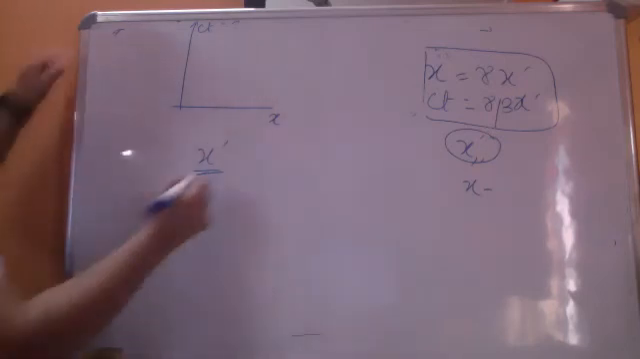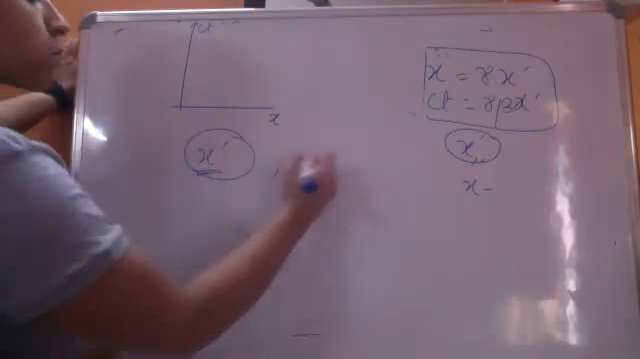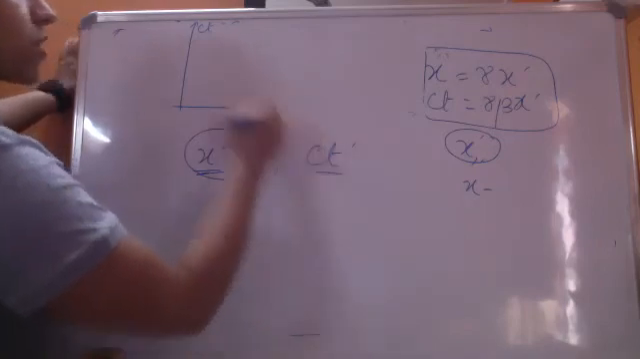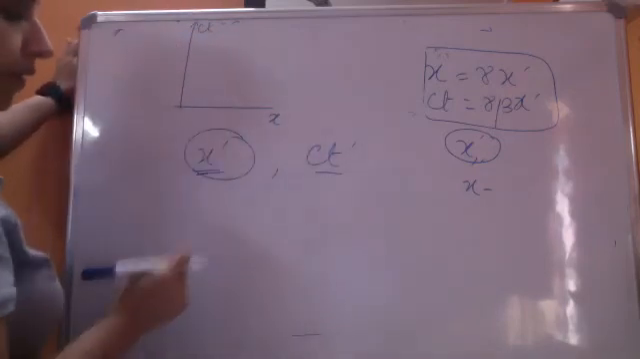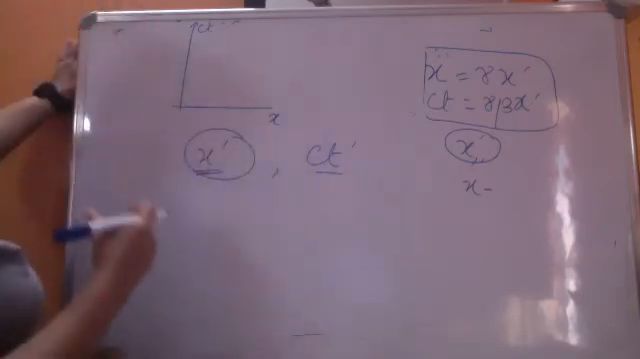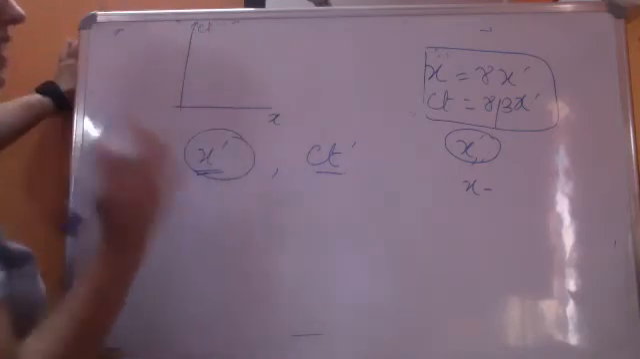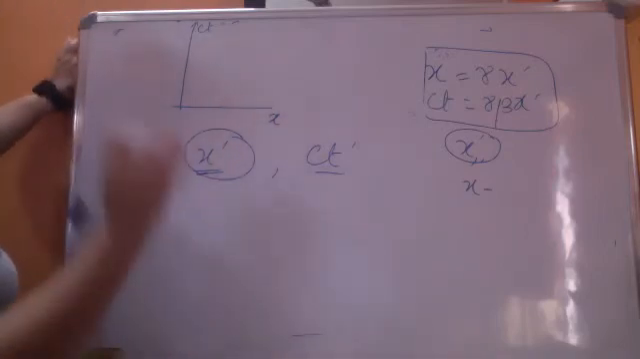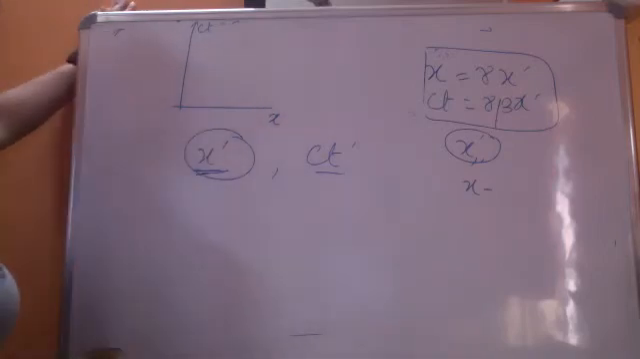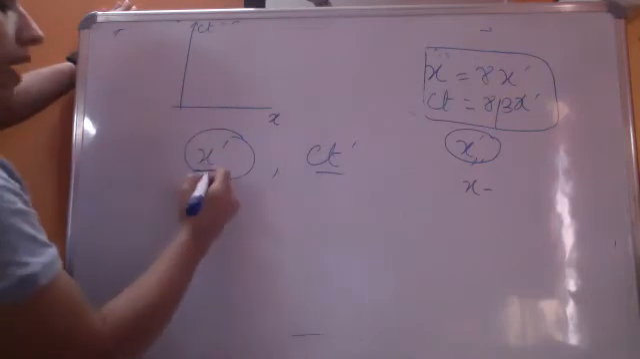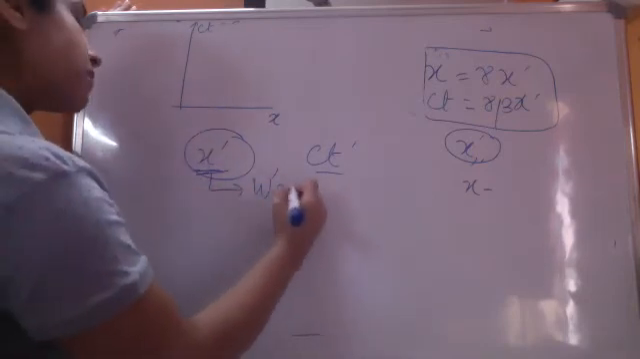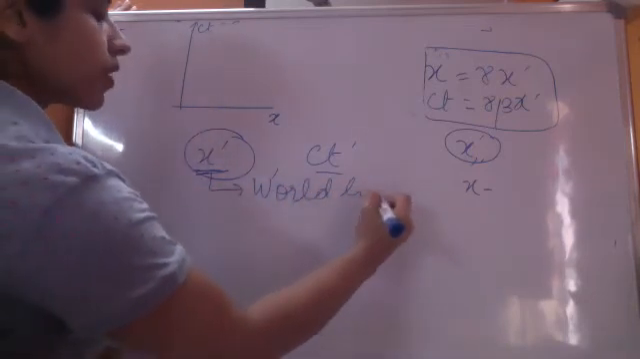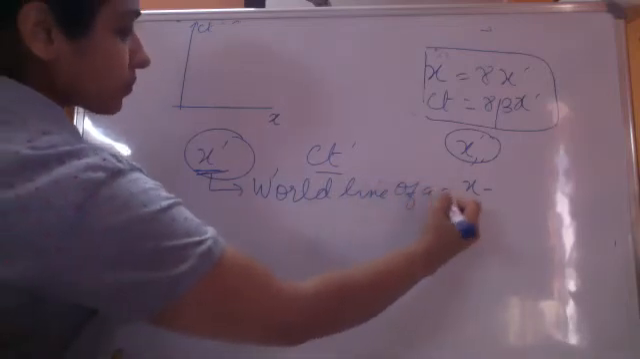So what I'm trying to say is that if I want to draw the x prime axis and the ct prime axis with respect to x and ct, how do I visualize x prime on the x-ct diagram? Whether it's correct or not, we'll come to that later. So suppose I want to draw this x prime with respect to x and ct on this diagram. And x prime is represented by the world line of a particle.